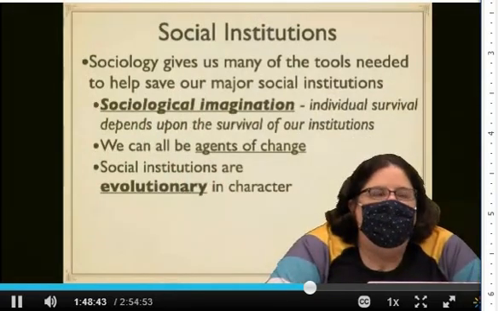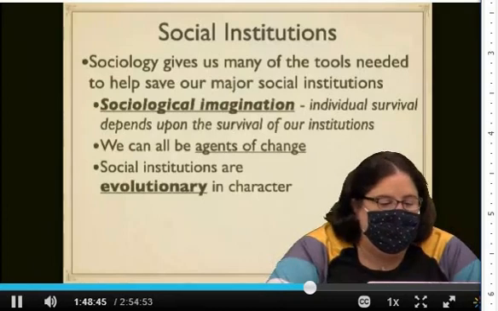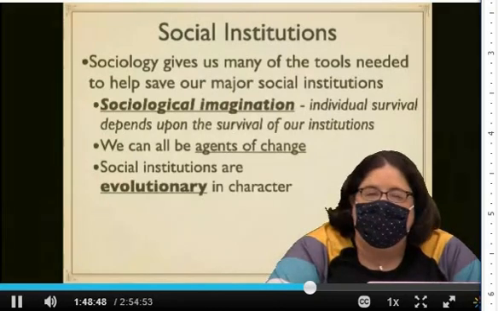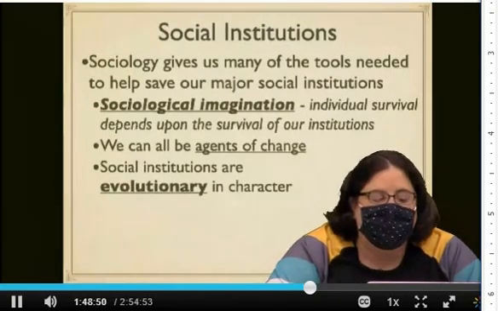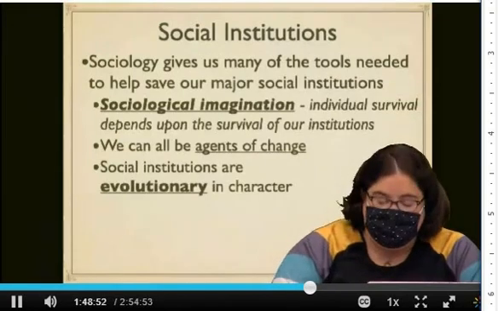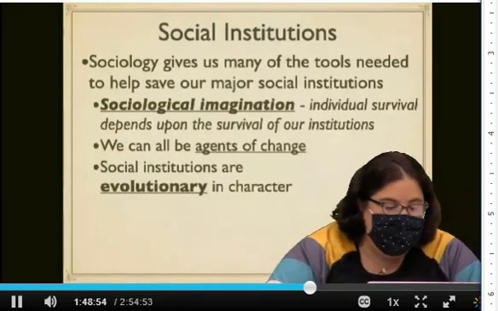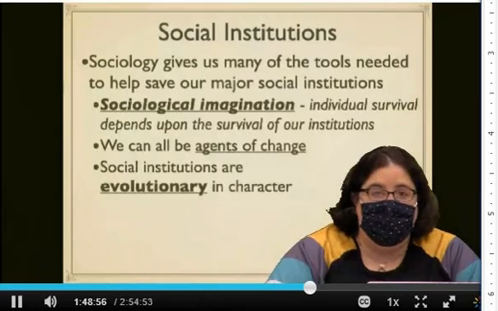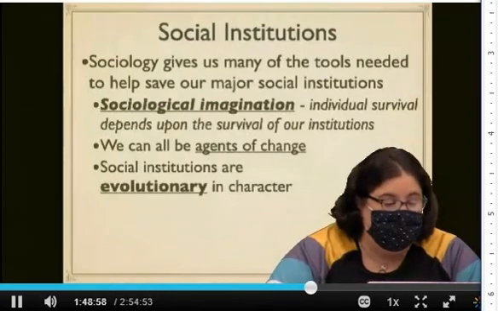Things like education have evolved over time. And so just because institutions aren't the way we remember them doesn't necessarily mean that's good or bad. It just means that they're different. So keeping that in mind is important. They go through cycles, they go through spells.